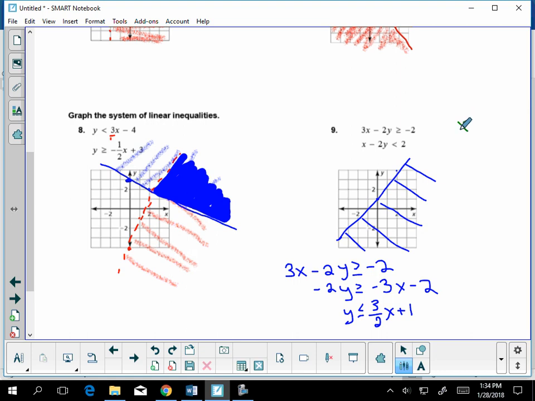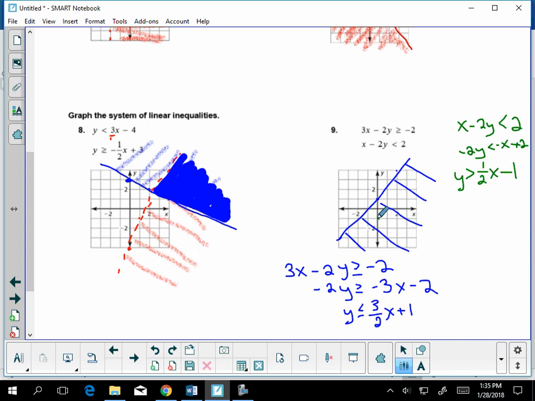On that one, I have x minus 2y. And I'm not going to put an equal sign this time. I'm going to put a less than. And I'm going to think dotted line, subtract x from both sides. Divide each thing by -2, each term by -2. And remember, when you divide by a negative, your inequality sign has to flip. So I get y is greater than 1/2 x minus 1.